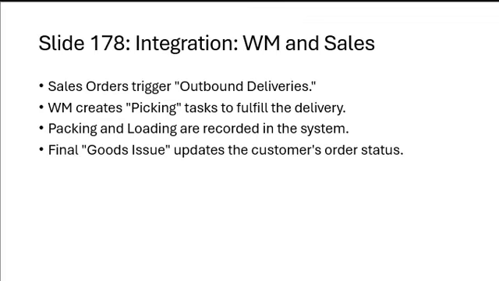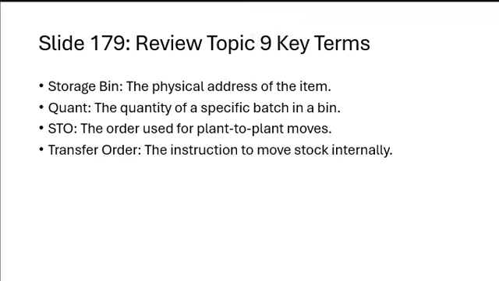Integration between WM and sales. Sales orders trigger outbound deliveries in the warehouse system. The warehouse creates picking tasks to fulfill customer delivery. Packing and loading are recorded within the warehouse management system. Final goods issue updates customer order status immediately. So the integration ensures smooth flow from sales to logistics.